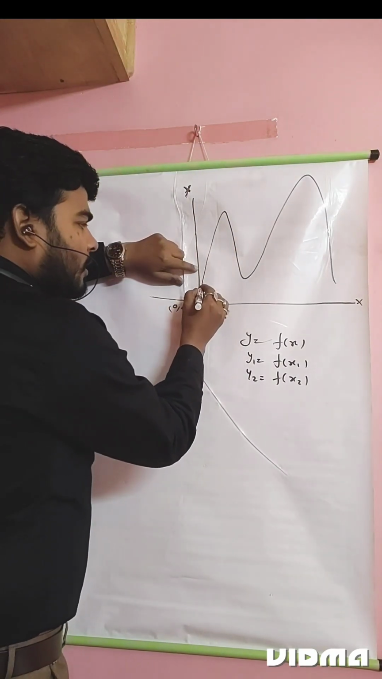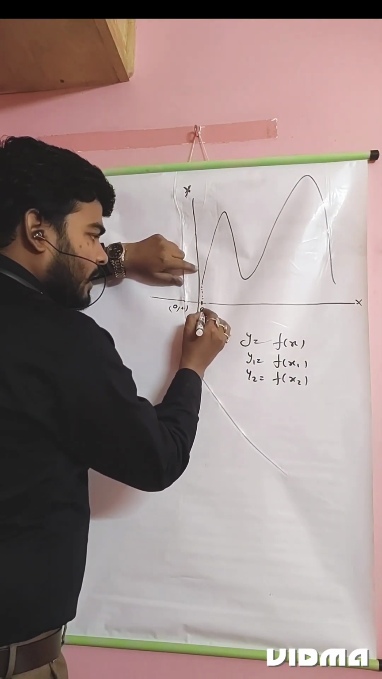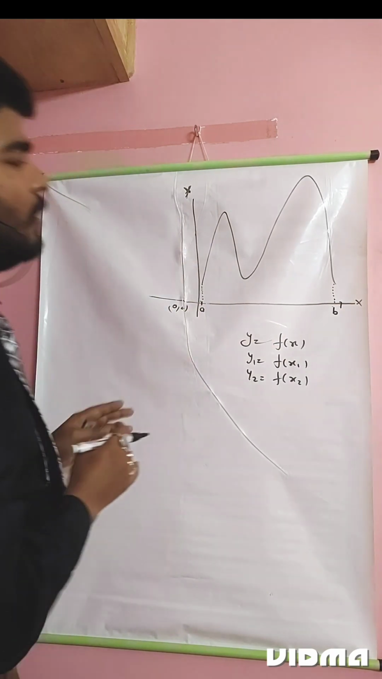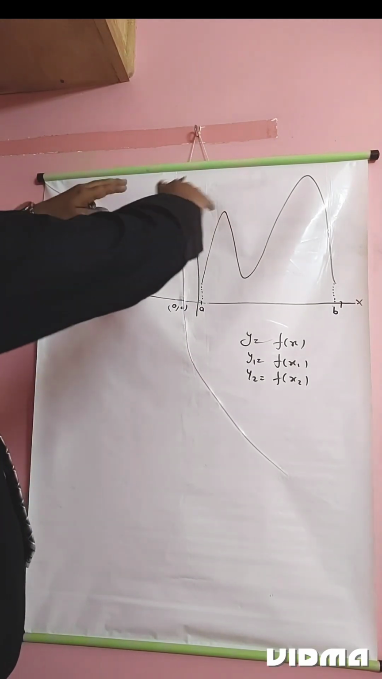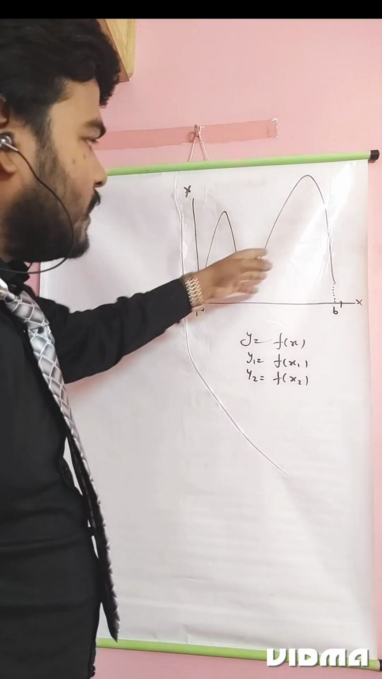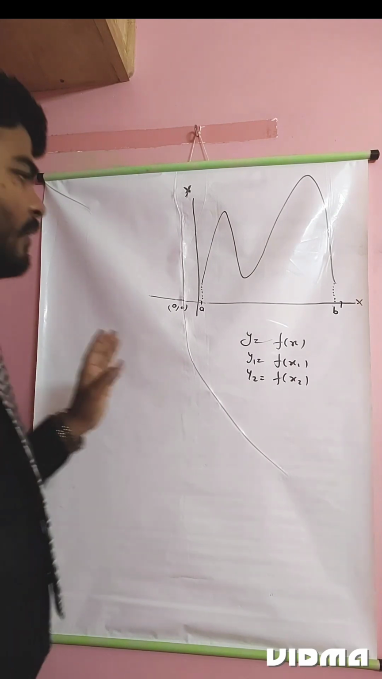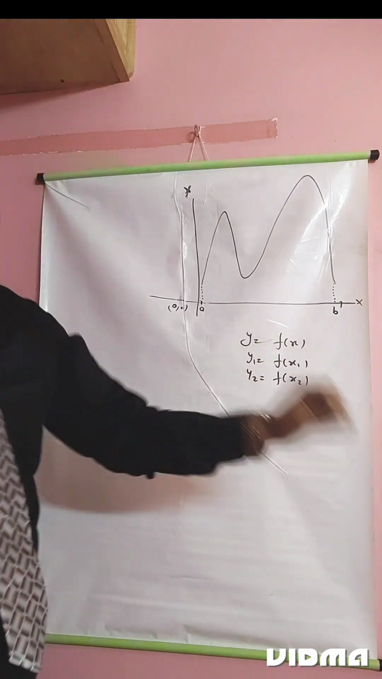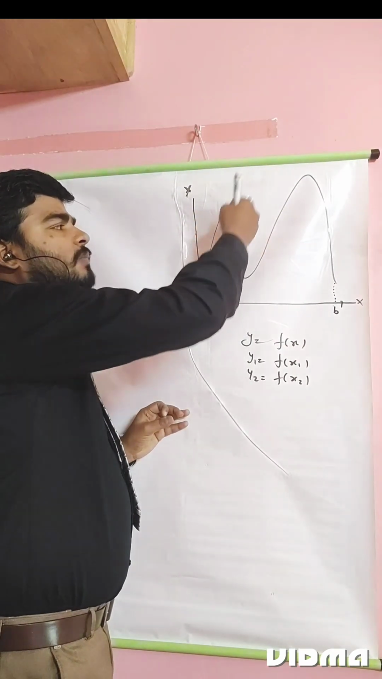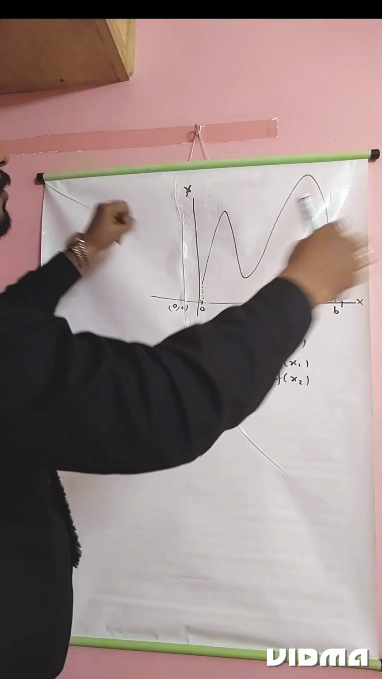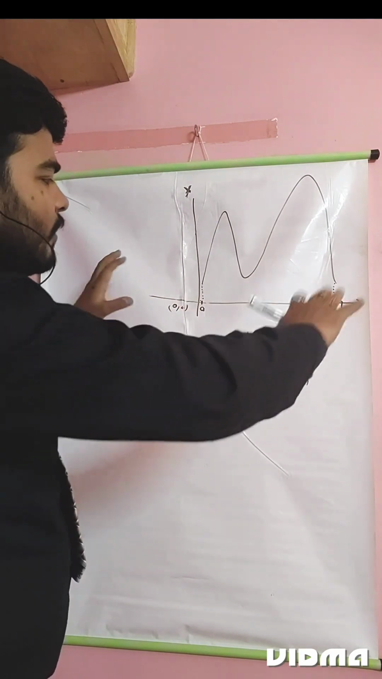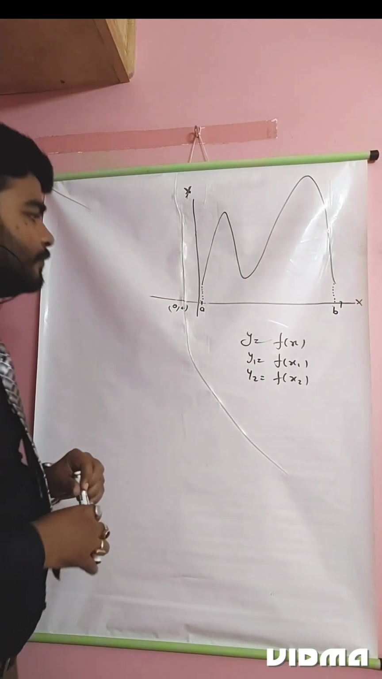Suppose we have an interval. This is A and this is B. The whole curve is described in the interval A to B. Clear? That means the curve is continuous in A to B. I think you know what continuity and differentiability are. Continuity means there are no gaps in the curve, and differentiability means there is no sharp point in that interval A to B, so the curve is called differentiable between A and B.